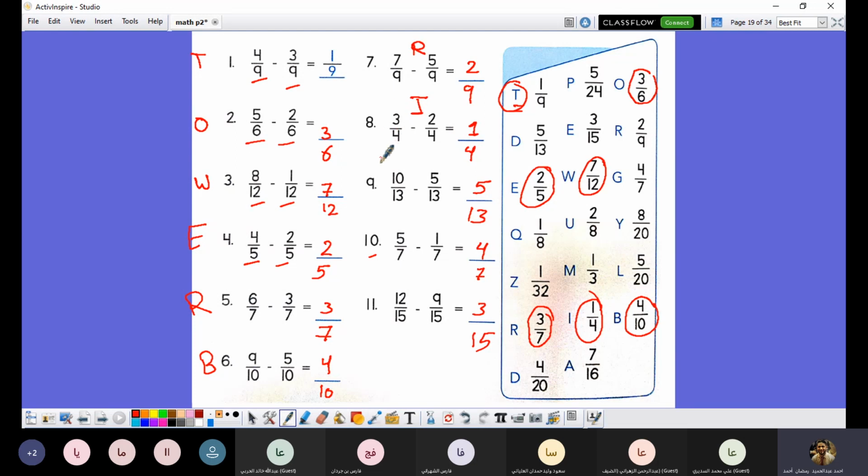5 over 30 is D. D here, 5 over 30. And 4 over 7 is G. 4 over 7. And the last, 3 over 15, E. 3 over 15, E here.